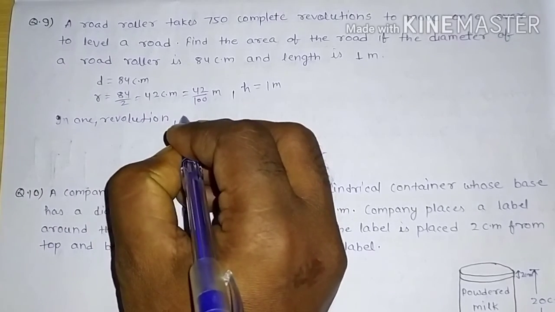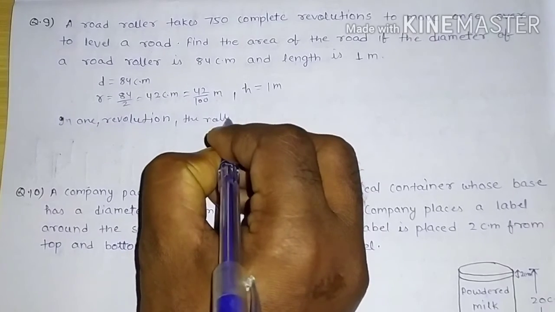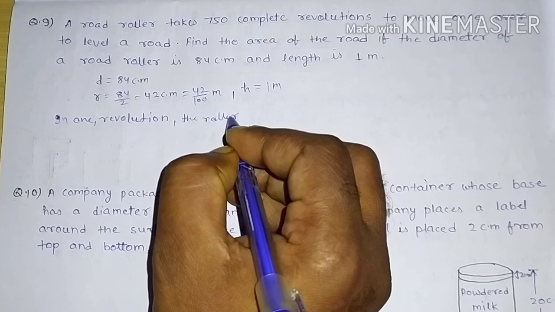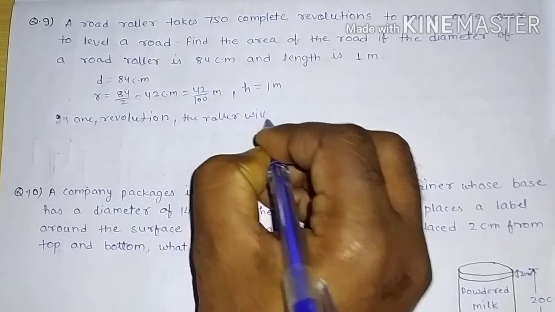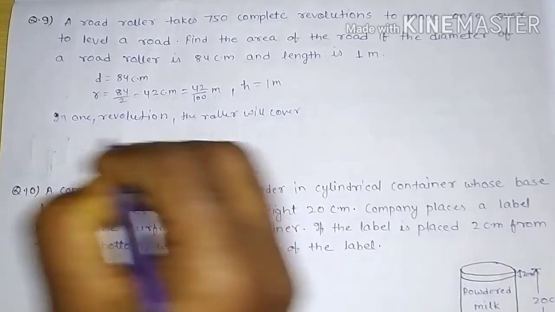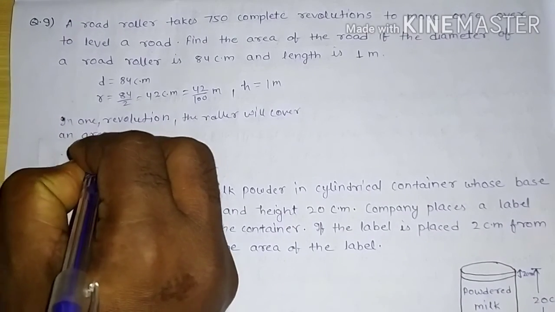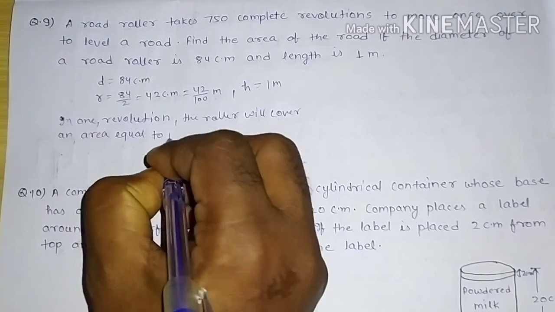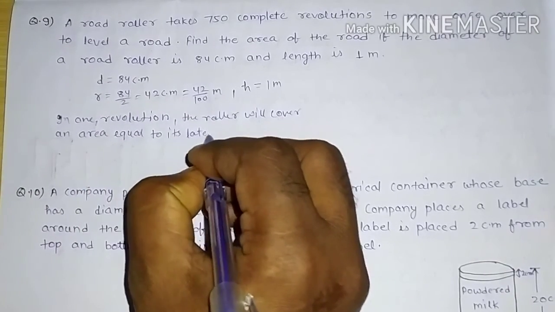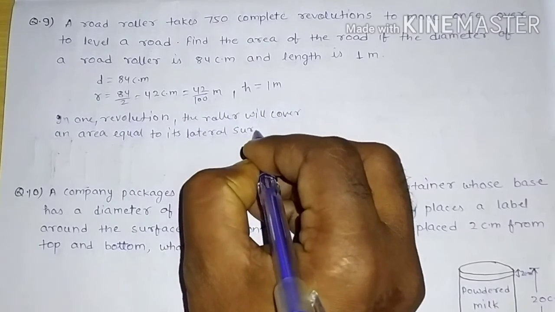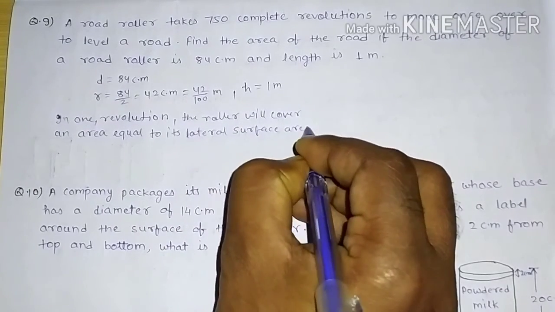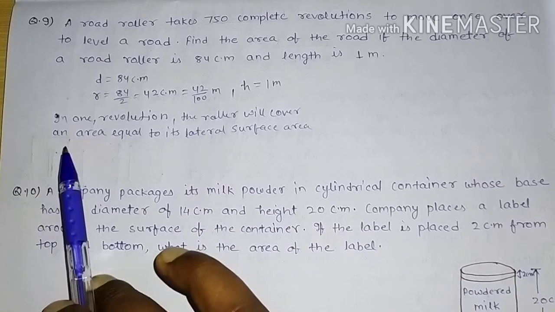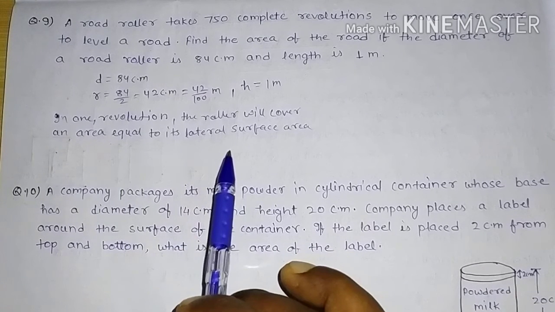the roller will cover an area equal to its lateral surface area. Okay, in one revolution, the roller will cover an area equal to its lateral surface area.